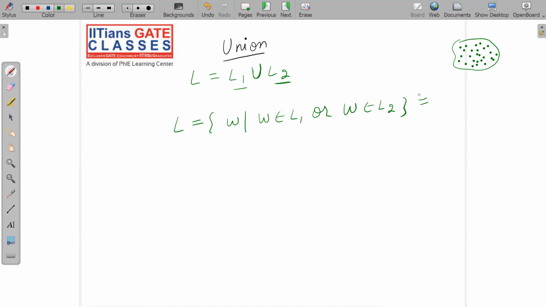Better is, this is a very, very simple way. Let us say I am proving it for regular languages. Okay, so L1 is regular. L1 is regular means what? There exists an FA accepting L1. So let us take, this is your FA, and L2 is also regular. Okay, L2 is also regular. So for L2 we also have an FA.